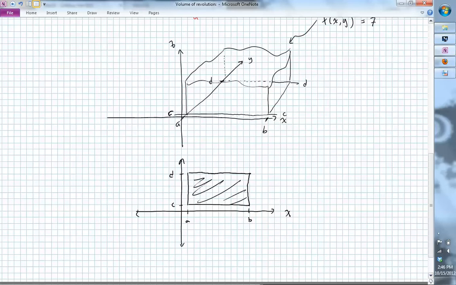Does everybody see how the space underneath the surface and above the xy plane is actually a volume? It's kind of like a loaf of bread, sort of nice and flat on the sides and then wavy on the top in this particular case. Okay. Maybe a brownie pan or something, perhaps slightly more interesting. That idea of taking a slice and summing it up, we can use that idea here to compute this volume.